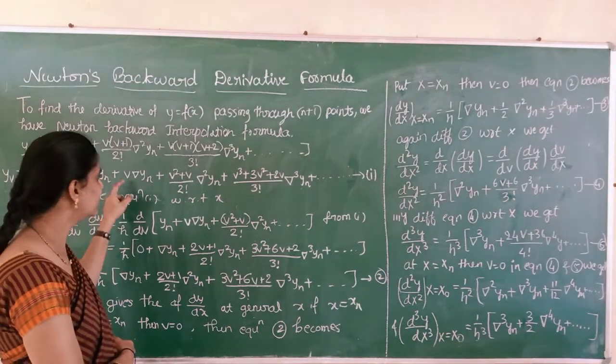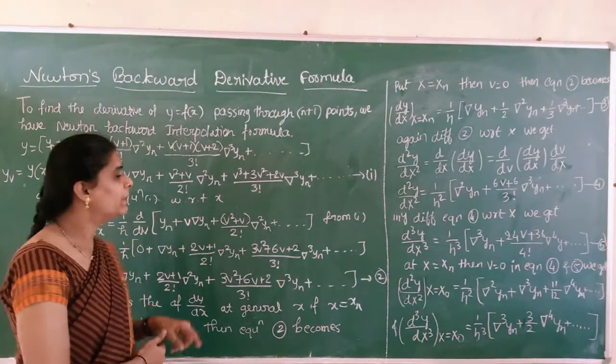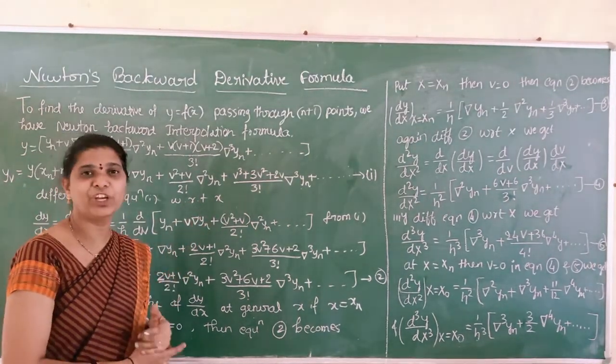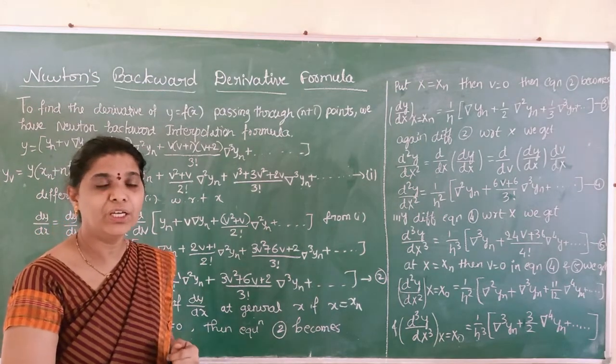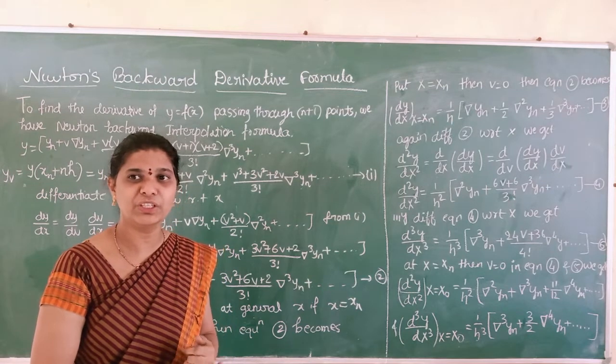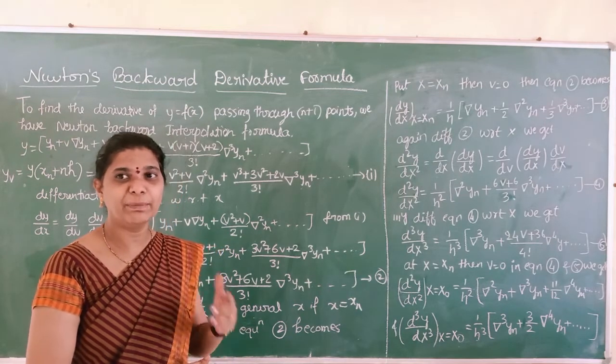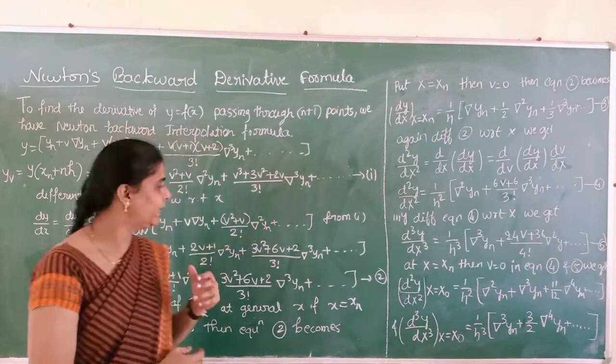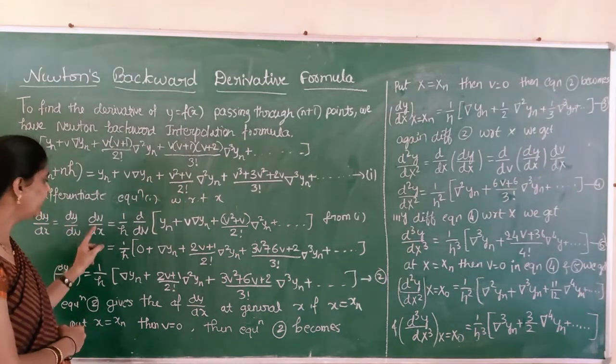Now differentiate this equation 1 with respect to x. But our right hand side terms are in terms of v, so we can't do direct differentiation. We have to apply the composite function, that is dy by dv into dv by dx form, that we have taken here.